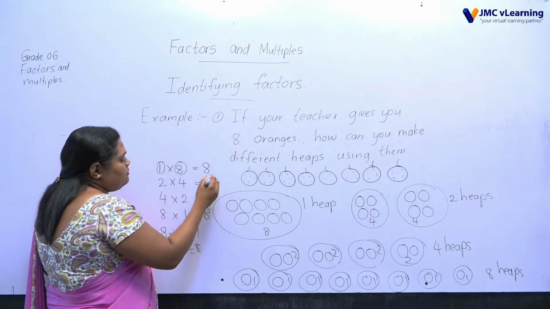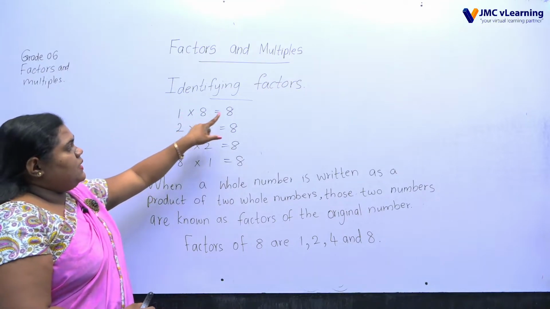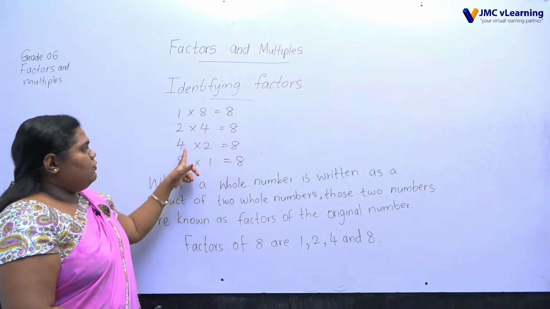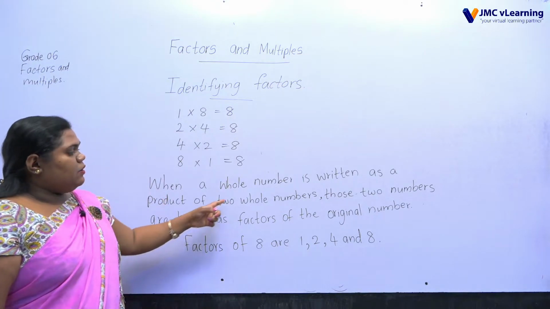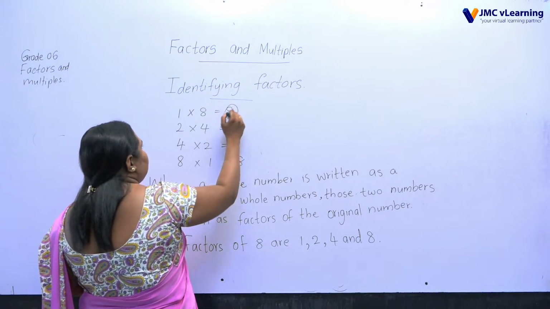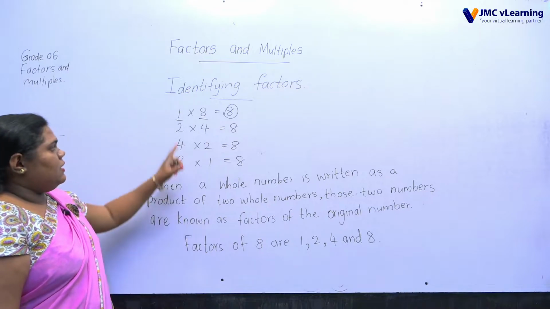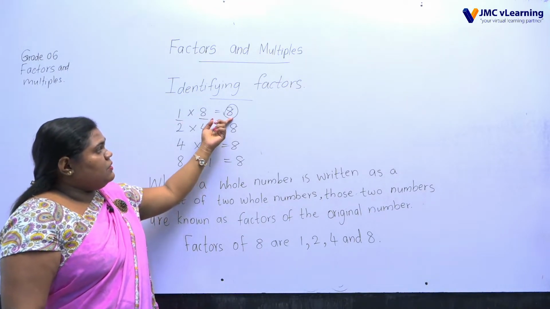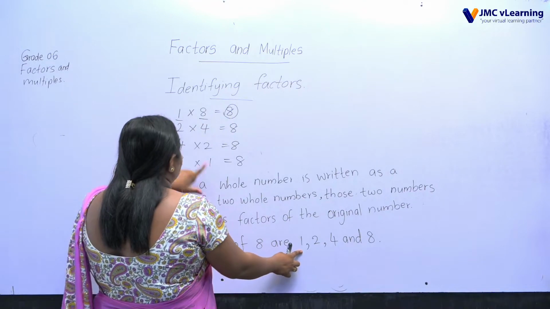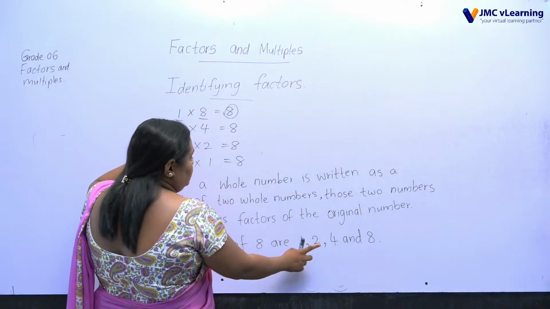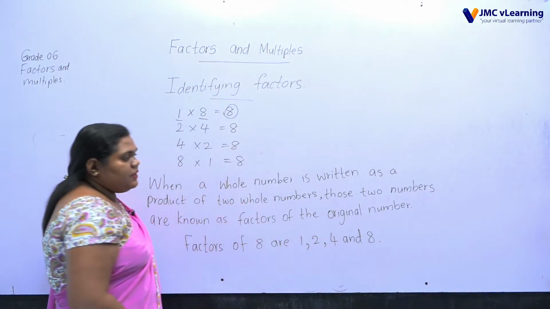If we write a number as a product of 2 numbers, these numbers we know as the factors of that number. Now 1 times 8, 8; 2 times 4, 8; 4 times 2, 8; 8 times 1, 8. When a whole number is written as a product of 2 whole numbers, those 2 numbers are known as factors of the original number. So what are the factors of 8? We write 1, 2, 4 and 8. These are the factors of 8.